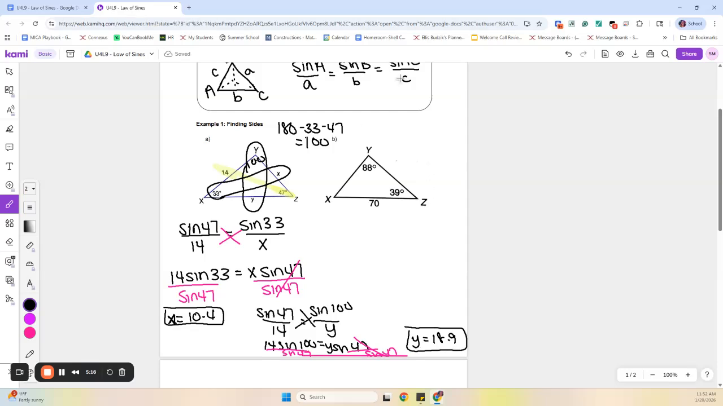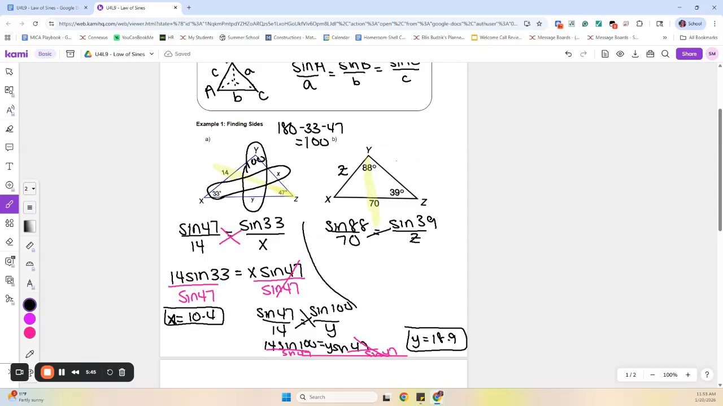And same thing for part B. Part B doesn't necessarily tell us what to find, so we'll just find z over here. For a quiz or test, I'll always tell you what to find, but if you're finding z, again, we're looking for something that has the same matching pair. So here I've got angle y and the side y right across from it. So I'm going to set it up using that first. I'm going to do sine of 88 over 70 equals sine of 39 over the z I'm looking for.